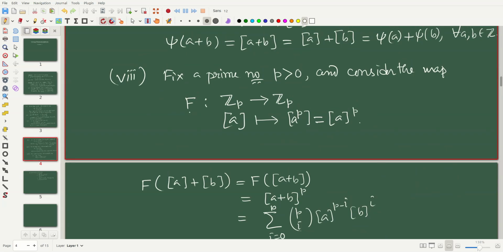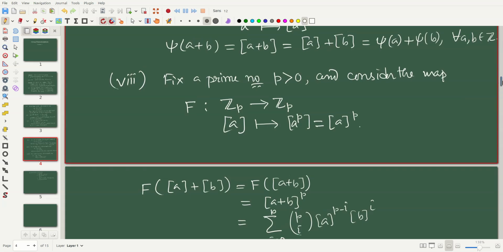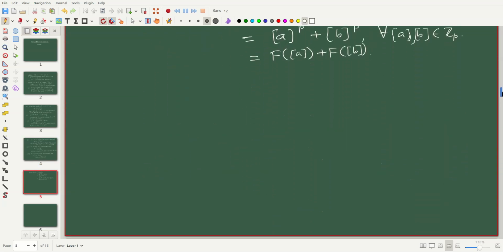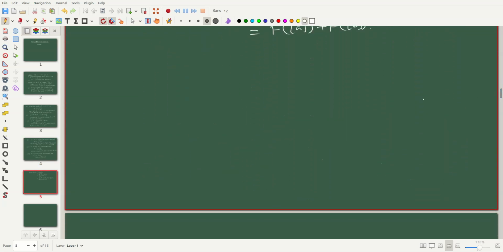This map, given by sending the class of an integer to its p-th power, is called the Frobenius map. This is a group homomorphism. Okay.